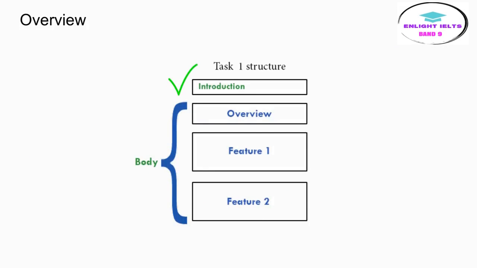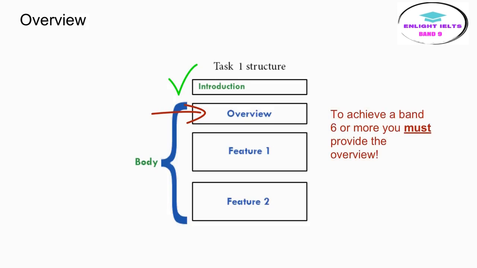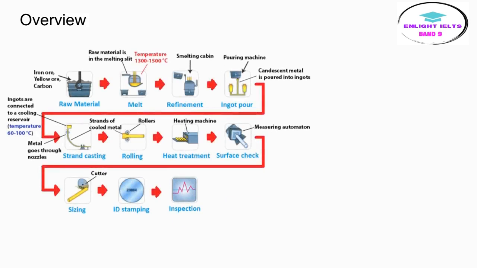And our next paragraph is a general overview. This is a very important paragraph. To achieve a band 6 or more for a task 1, you must provide the overview. In the overview paragraph, you describe general features of your diagram. But unlike line graphs, pie charts, and bar charts, process diagrams have no general trends or key changes to identify.